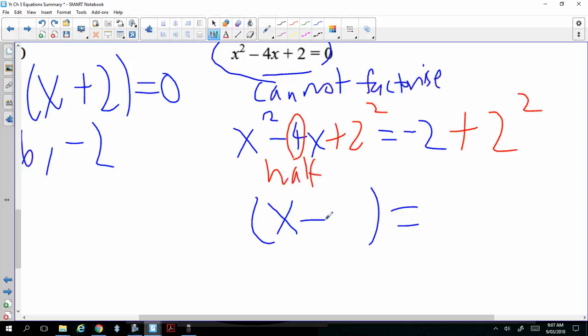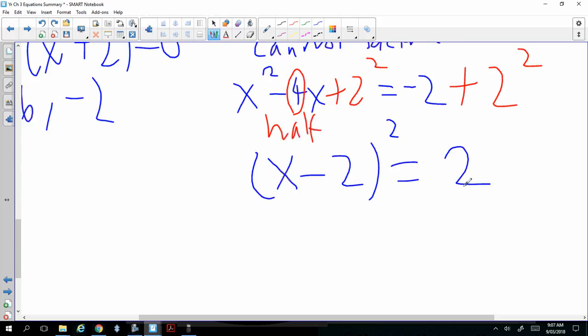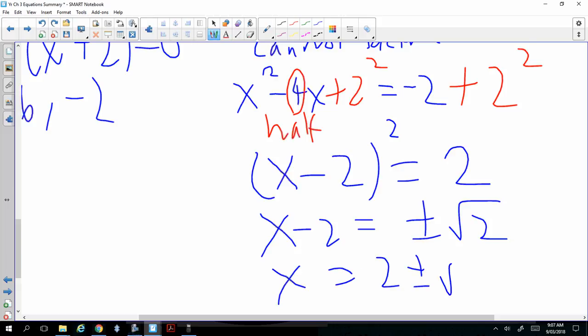4 plus negative 2 is 2, and you just square root it. Plus or minus square root of 2. Remember to put plus or minus. So x equal to 2 plus or minus root 2. Okay, so that's why we can't factorize, because the answer is a surd.